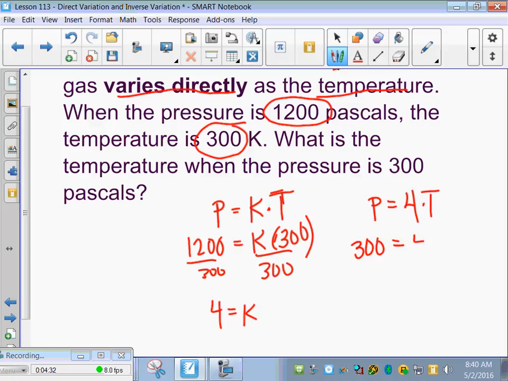So 300 equals 4 times T. Divide by 4. And what is that? Okay. So temperature, again, make sure you put your units, is in kelvins. 75 K for kelvins.